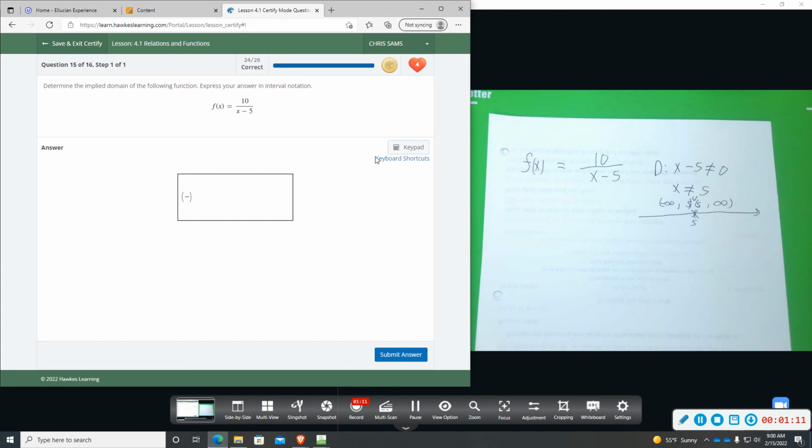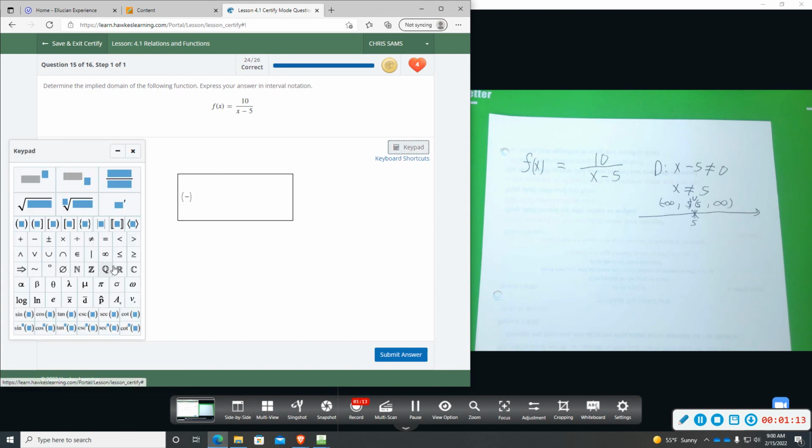Need the keypad, negative infinity to 5, and then union 5 to positive infinity.